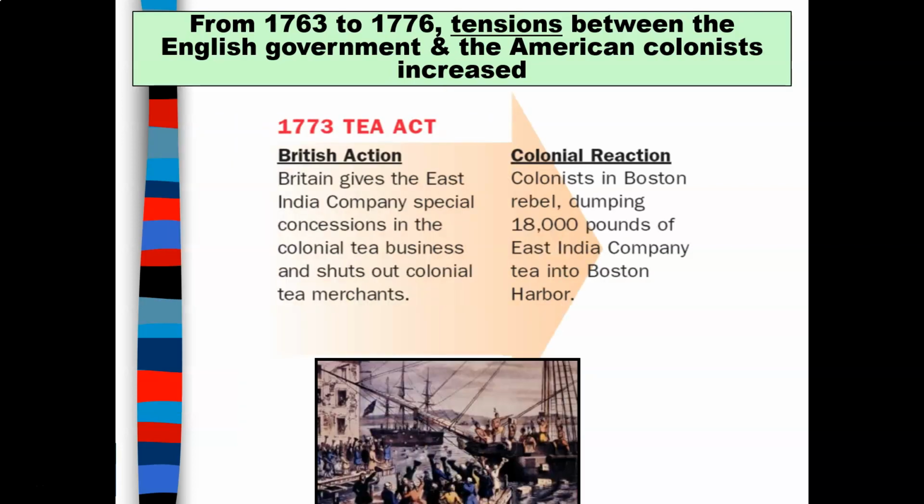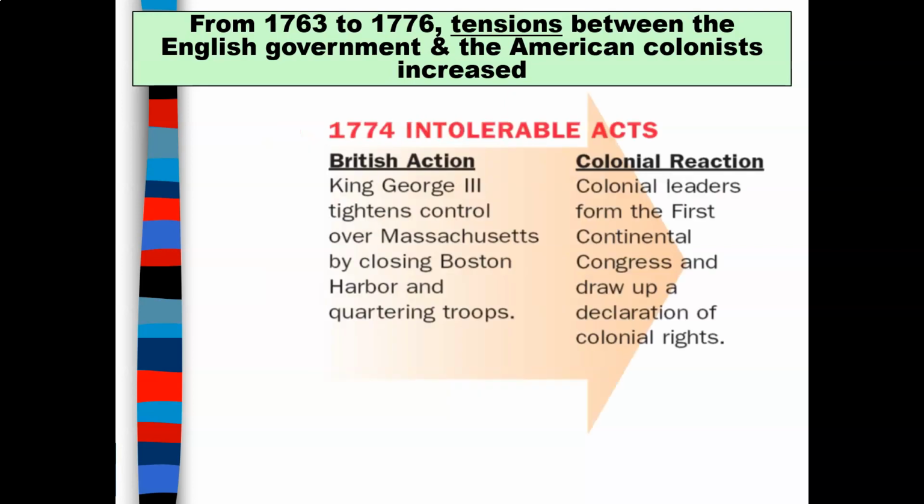In the year 1773, the Tea Act was passed. Britain gives the East India Company special concessions in the colonial tea business and shuts out colonial tea merchants. Now, the colonial reaction. Colonists in Boston rebelled against this, dumping 18,000 pounds of East India Company tea into the Boston Harbor.